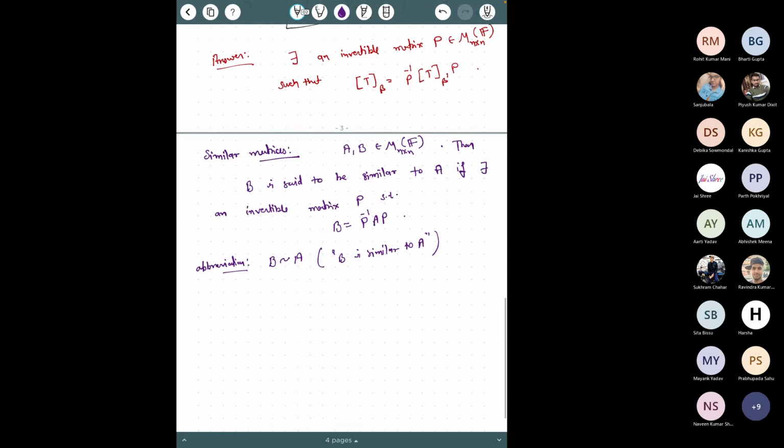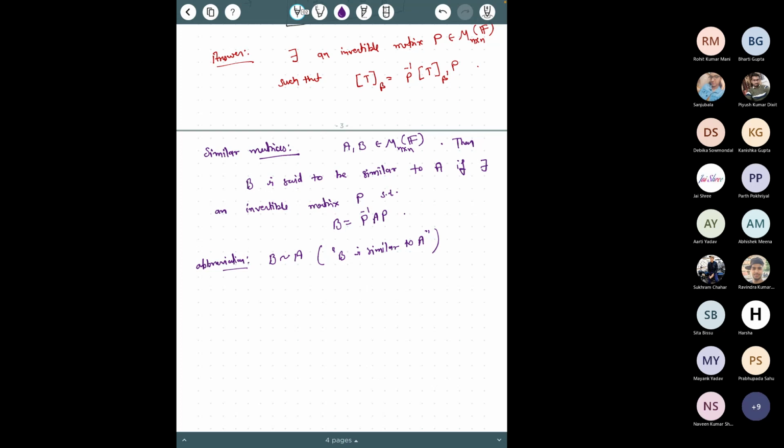If you observe, you can conclude that this similarity is a relation on the set of all matrices of size n cross n. Two matrices are related if they are similar. Not only is it a relation, it is an equivalence relation on the set of n cross n matrices. Equivalence means it is reflexive, symmetric, and also transitive.